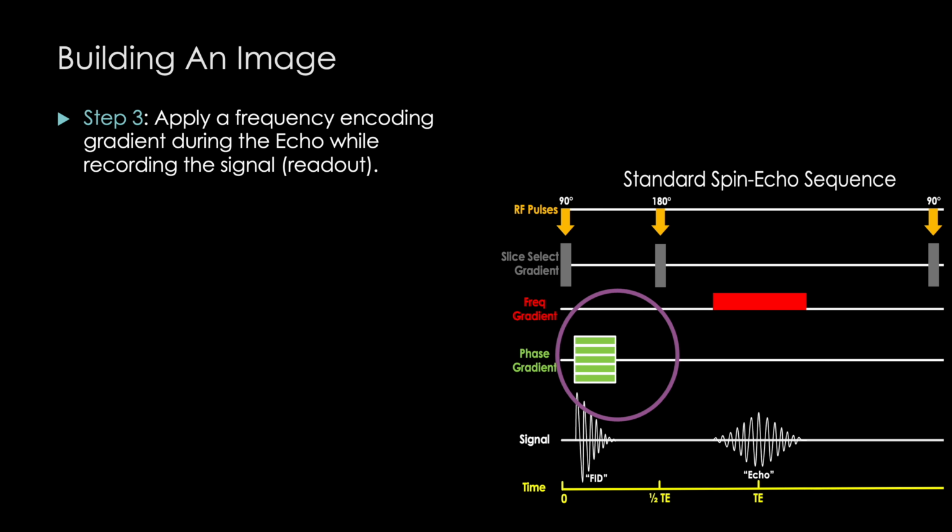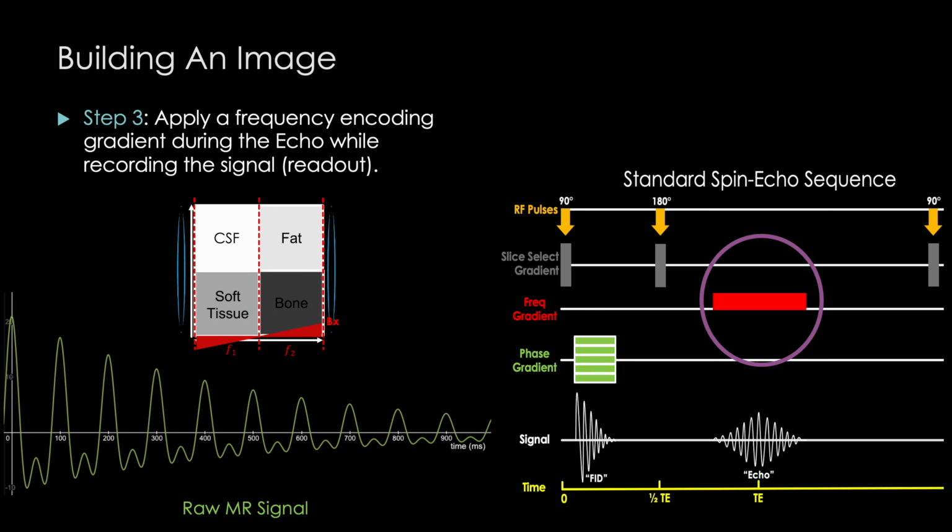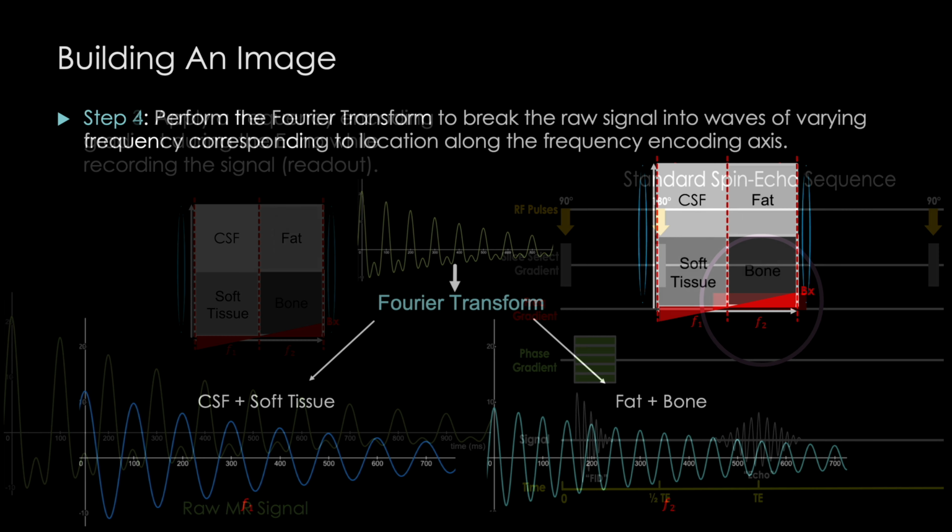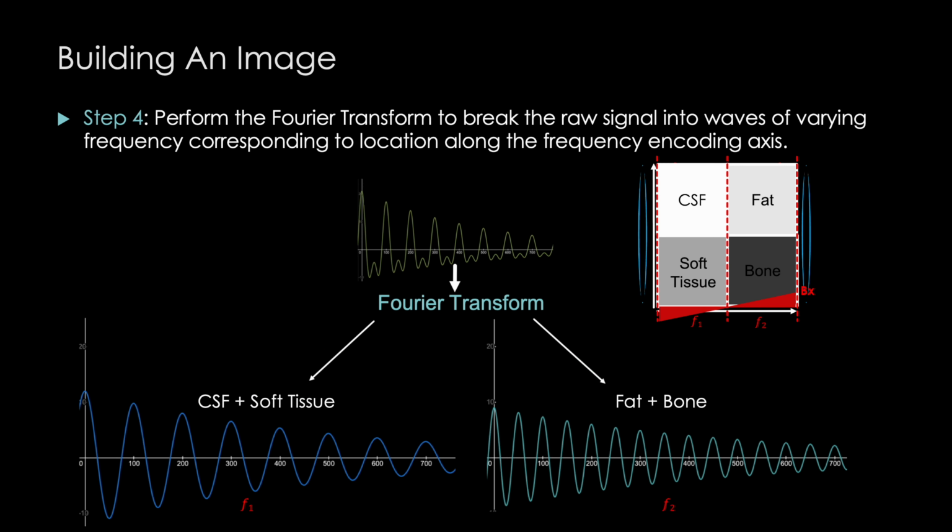Step 3. We apply our frequency encoding gradient across the other axis while recording the signal generated by our echo. This brings us to the step with the Fourier transform. Through the phase encoding and frequency encoding gradients, we've embedded information into the raw signal that we can then use to locate the signal coming from each voxel within our slice.